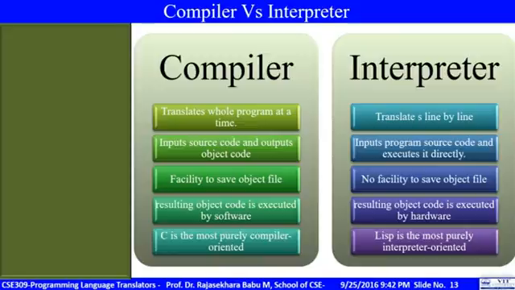These are very important differences between the compiler and the interpreter. Many times, in many places, you may be asked what is the difference between compiler and interpreter. Obviously we will say that the compiler compiles the whole program, and the interpreter interprets line by line. But you can add further that in the compiler there is a facility of saving the OBJ file, and in the interpreter there is no facility of saving the OBJ file. Also, C is a compiler oriented language, and Lisp is an interpreter oriented language. By telling these things, we can definitely impress people.